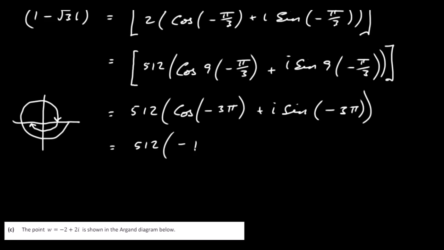Plus the sine, so it's plus i times the sine of minus 3 pi. So the sine of pi, or the sine of minus pi is the same thing, is 0. So that's just going to be 0 in there. Okay, so what do we end up with? We end up with minus 512 plus 0i. Remember, it says give your answer in the form a plus bi, so I would write it out like that. And that's really it. That's really it for part B. Let's move on to part C.